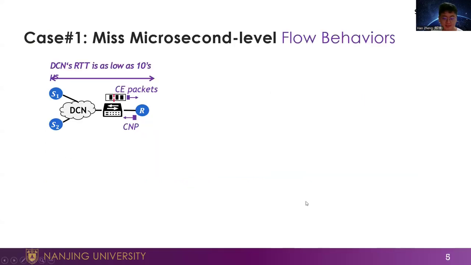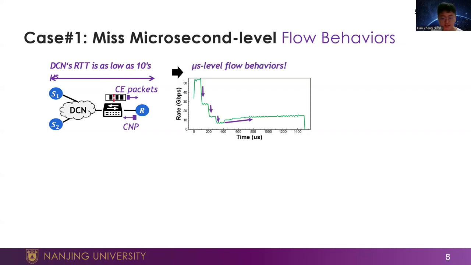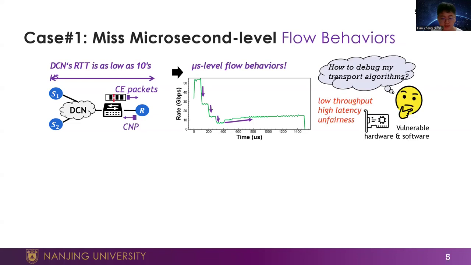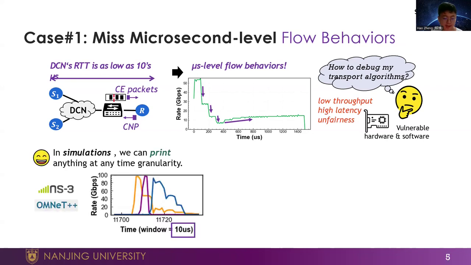There are two cases. In current high-performance networks, when congestion occurs, congestion notification packets return to the sender at the microsecond level. This means that change in the flow rates occurs at the microsecond level. It brings up a question. For hardware and software stacks that may have some performance issues, how can we find the root cause? If we conduct the experiments in a simulation environment, the problem is easy to solve because we can print all information at any time scales.